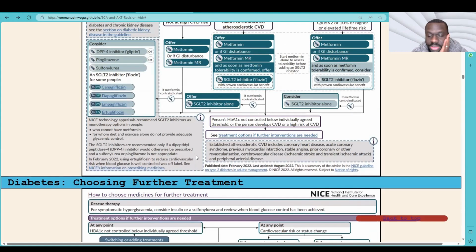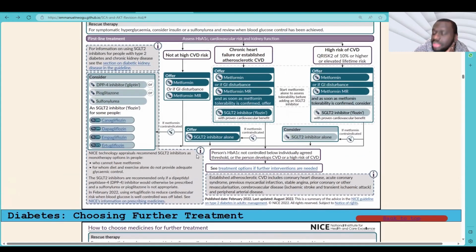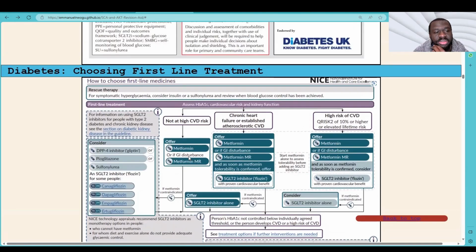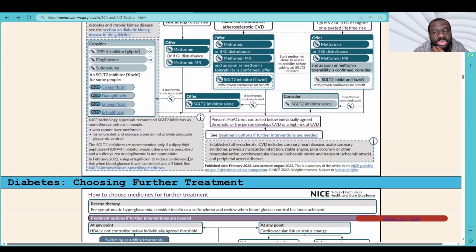Of recent, I've seen semaglutide, which is used in the management of diabetes and weight loss management as well. I think a lot of patients are beginning to opt for semaglutide, especially patients who are overweight or obese, just to get that extra benefit of weight loss.